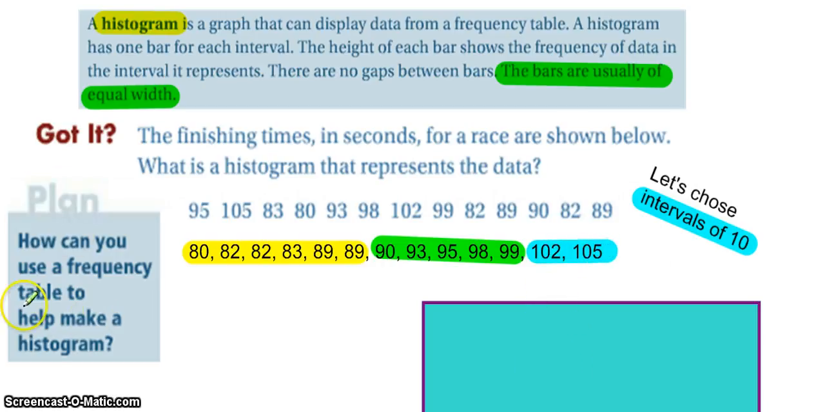Now to answer my plan over here about how we could use a frequency table, we essentially have made a visual frequency table here. We could sort our data and literally write out how many terms are in each, or we can just count based on my highlighting. So go ahead and make the histogram if you have not done so yet.